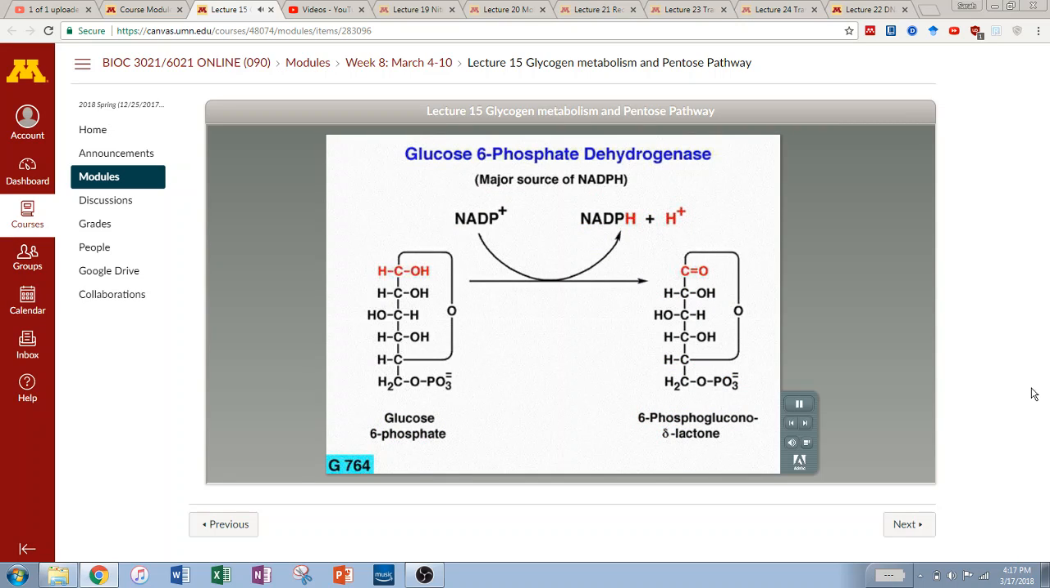The first reaction of the oxidative phase is catalyzed by glucose 6-phosphate dehydrogenase. In this reaction, glucose 6-phosphate in the hemiacetal form is oxidized to 6-phosphoglucono-delta-lactone, a cyclic ester, coupled to the reduction of NADP+ to NADPH. It may be a little hard to visualize because both the substrate and the product are in the cyclic form, but the reaction is the equivalent of oxidizing an aldehyde to an acid.